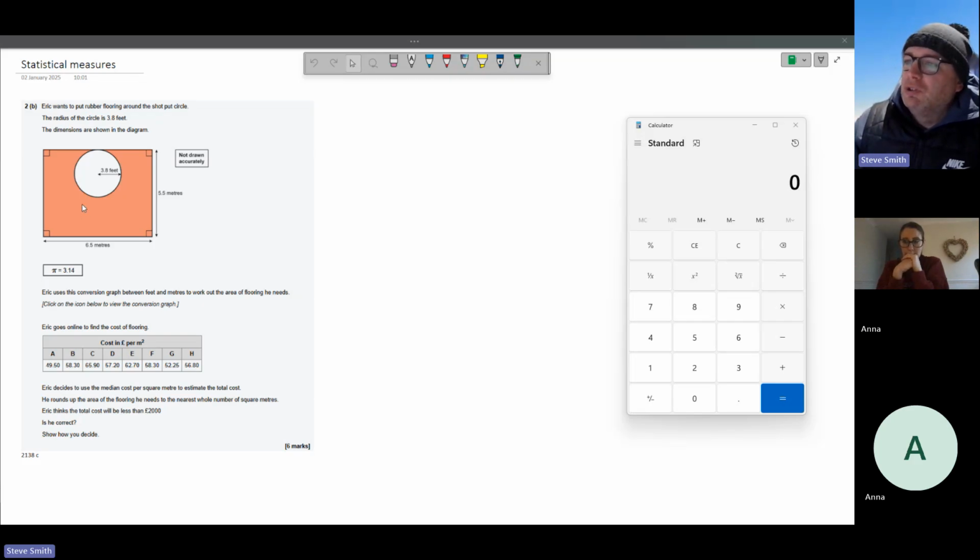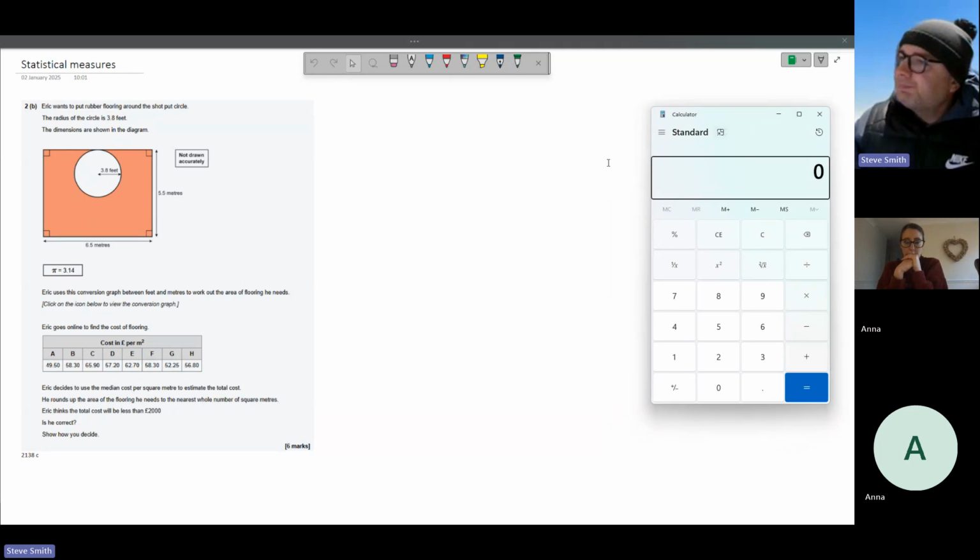But apart from that, you've got circles going on here, you've got pi, you've got lots of different things where we're finding out the area of the matting. So it adds up to 6. So let's move the calculator just there.